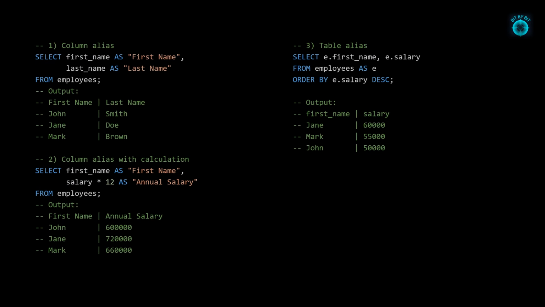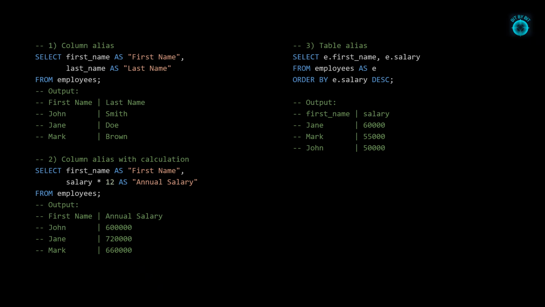First example, we select the first_name column and alias it as first name using the as keyword. The same is done for last_name, aliased as last name. In the output, the column headers show the new names. This is useful when displaying results to users who may not be familiar with database naming conventions.